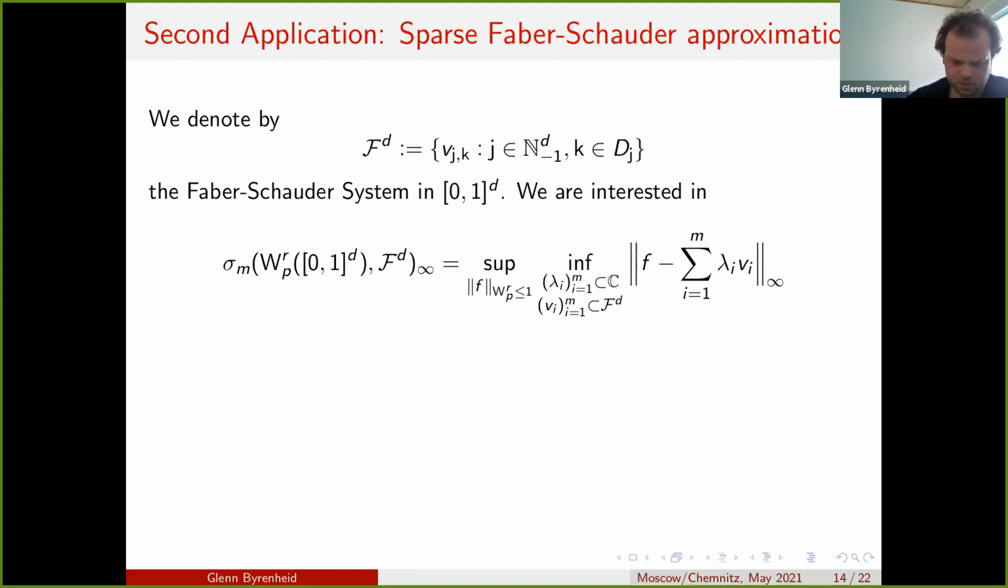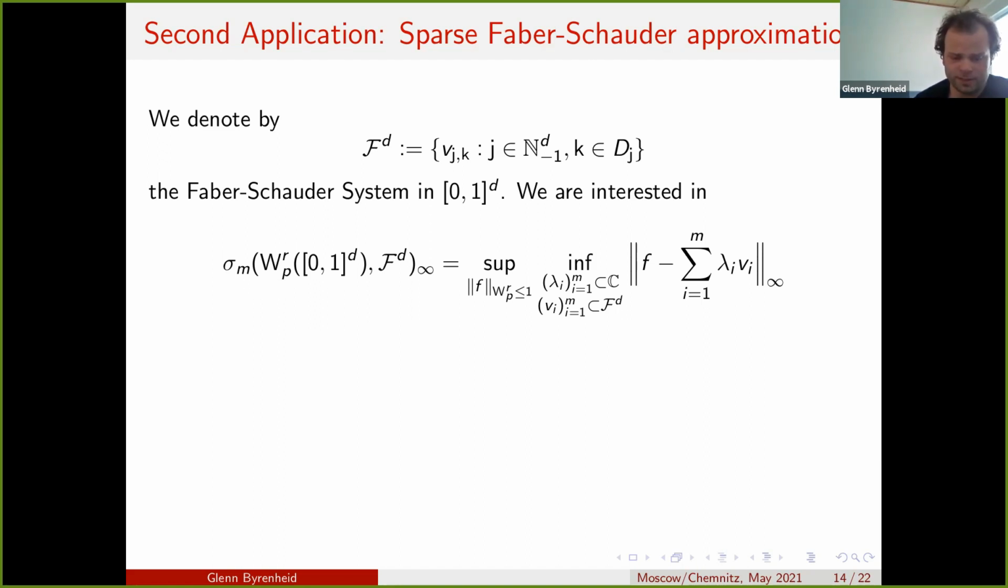And let me continue. This linear sampling approximation was the first application for our Faber-Schauder discretizations. A second application is the consideration of sparse Faber-Schauder approximation. For sparse approximation, we consider a set called dictionary containing all dilates and translates of our system of Faber-Schauder hat functions contained in this interval [0, 1].